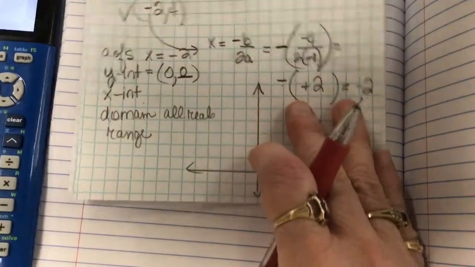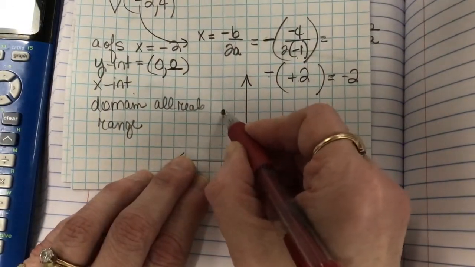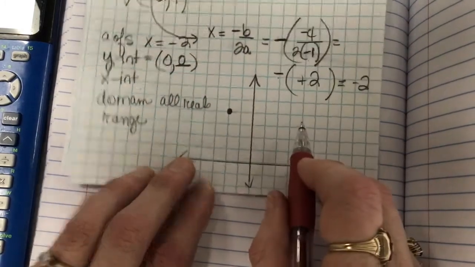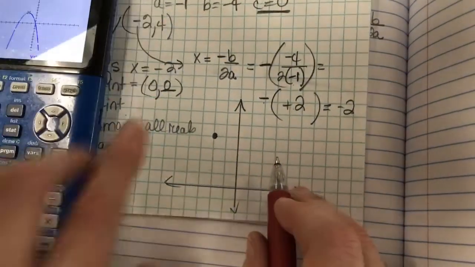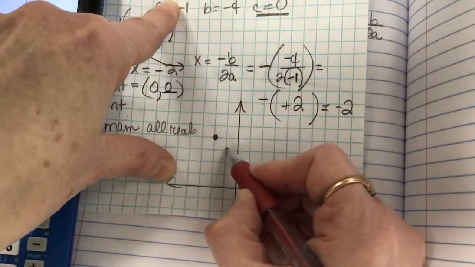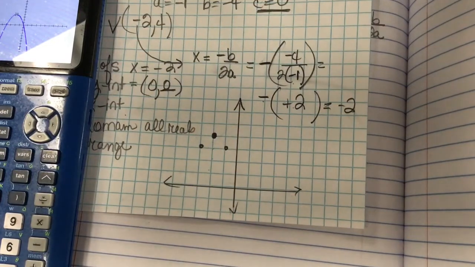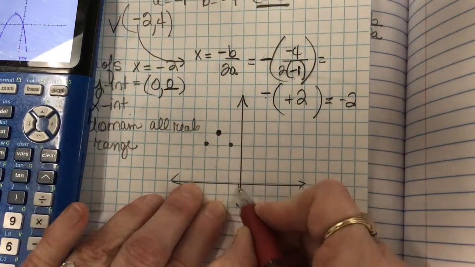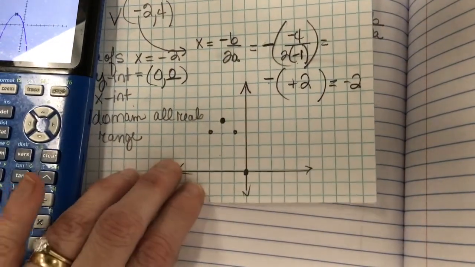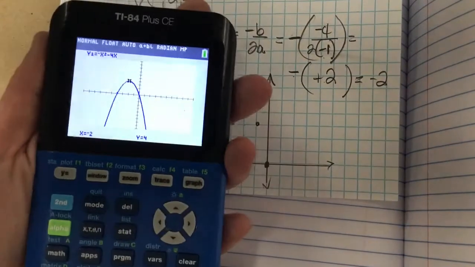So I'm going to go plot that. 1, 2, 3, 4. And then my stretch is -1, so I'm going to go down 1 over 1. Now here's where, if I can graph them, somebody asked me, I think Grace asked me, and I've had other people ask me, if the y-intercept is reasonable, I'm going to plot that one. If the x-intercepts are reasonable, I'm going to plot those. And I think you can count that.